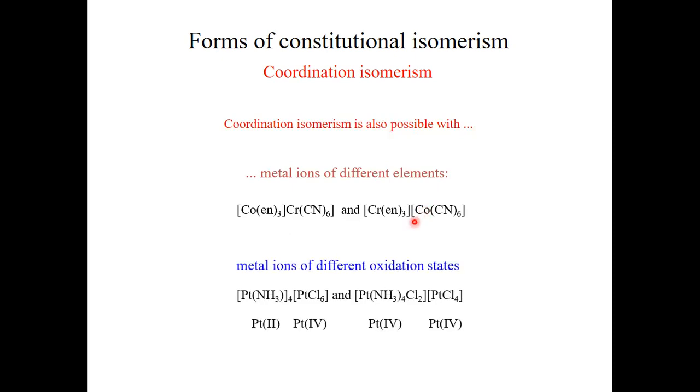You can have also coordination isomerism with different oxidation states. So for instance, here again, the metals are the same, but in this case, the metals are in different oxidation states. So the element is again platinum. So in this compound here, we have platinum here in the oxidation state +2, and this platinum is bonded to 4 amine ligands, and this platinum here is in the oxidation state +4 and bonded to 6 chloroligands.